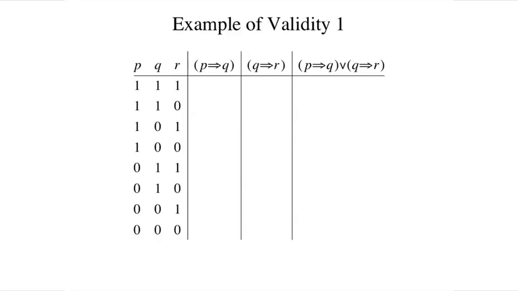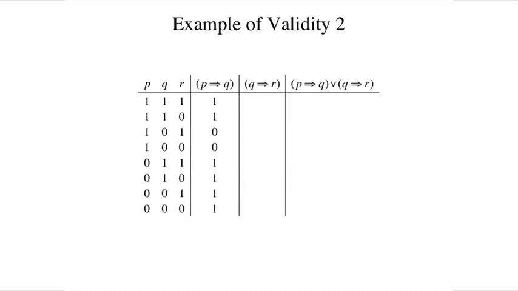We can check whether a sentence is valid or contingent or unsatisfiable by evaluating it for all truth assignments. In the example here, we show that the sentence P implies Q or Q implies R is always true. In other words, it's valid.